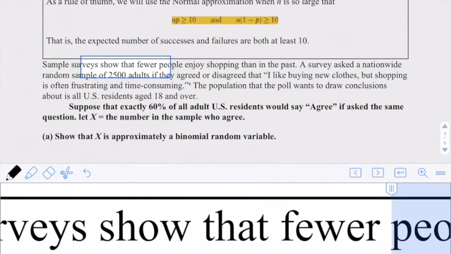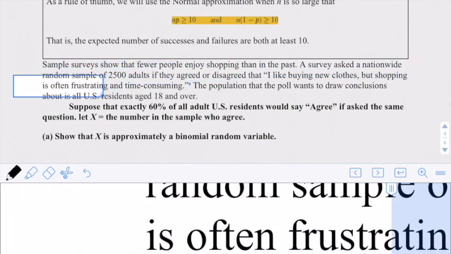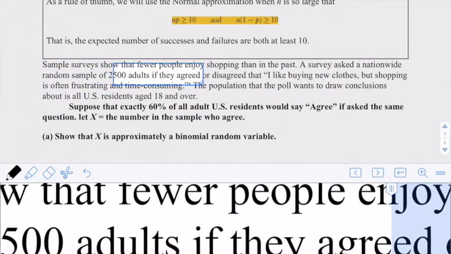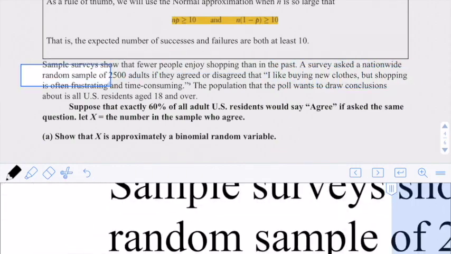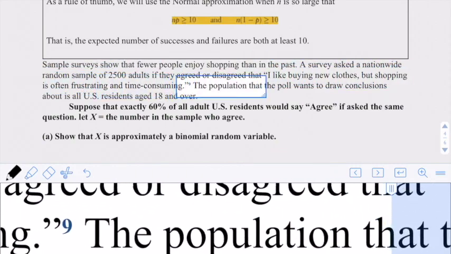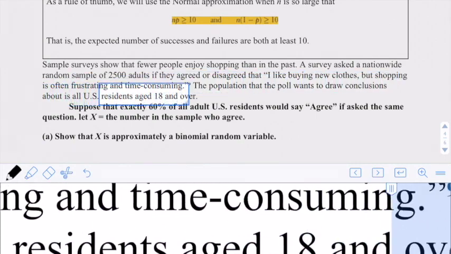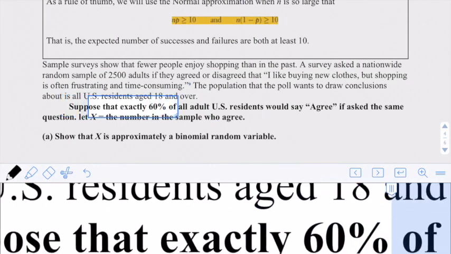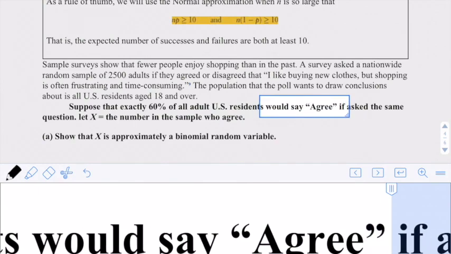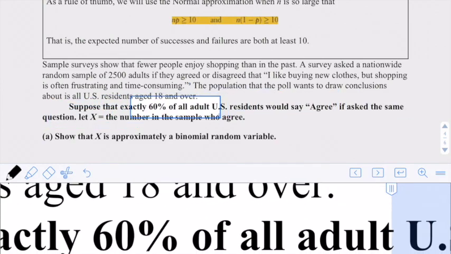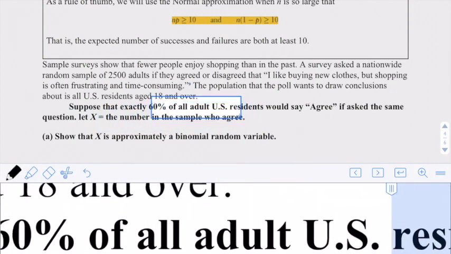Sample surveys show that fewer people enjoy shopping than in the past. The survey asked a nationwide random sample of 2,500 adults if they agreed or disagreed that "I like buying new clothes, but shopping is often frustrating and time-consuming." The population that the poll wants to draw conclusions about is all U.S. residents aged 18 and over. Suppose that exactly 60% of all U.S. adult residents would say agree if asked the same question. So this is that population. X is the number in the sample who agree.